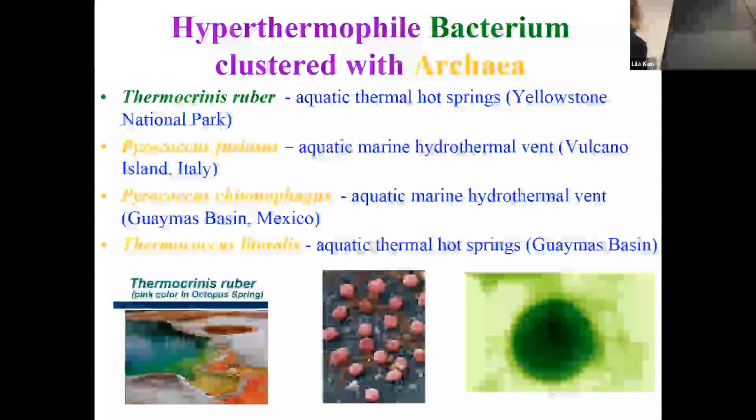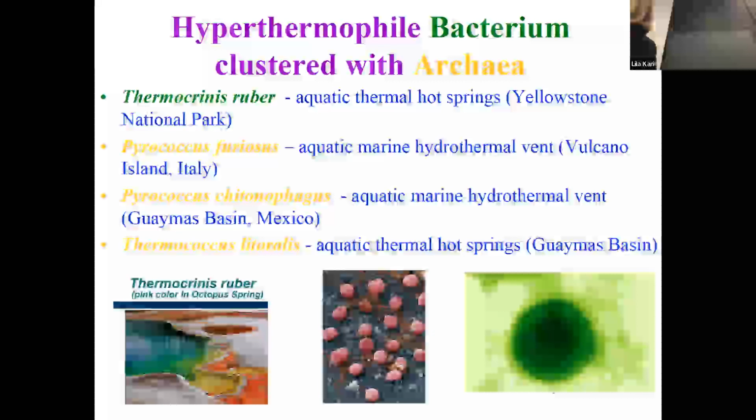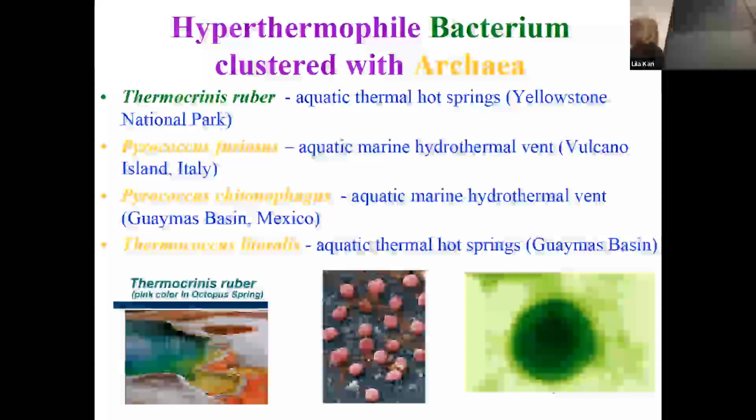So this Thermocrinus ruber, there are these pink filaments around here. There's a pink color in Octopus Spring in Yellowstone, and 3 archaea. 2 Pyrococcus, this is the same Pyrococcus furiosus and another related one, and another one, Thermococcus littoralis, which was also isolated from thermal hot springs. So you see, in principle, the green guys and the yellow guys should have nothing to do with each other.